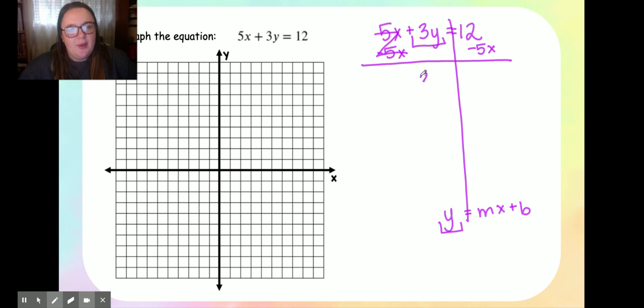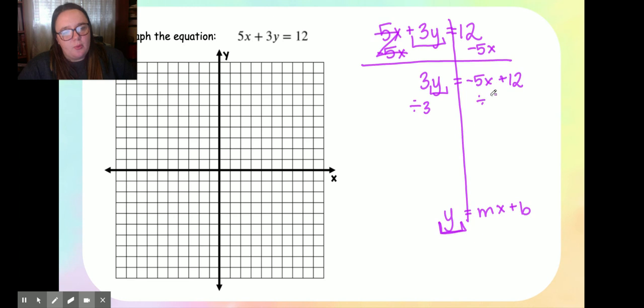Leaves me with positive 3y equals, and on this side, we can go ahead and line it up how we have mx and the b. My mx would be negative 5x and then a positive 12. Lined it up. We almost have y by itself. That's what we're aiming for here. But I have that 3 with it. Remember, 3 times y is what that says. So the inverse of multiplying would be to divide by that number.